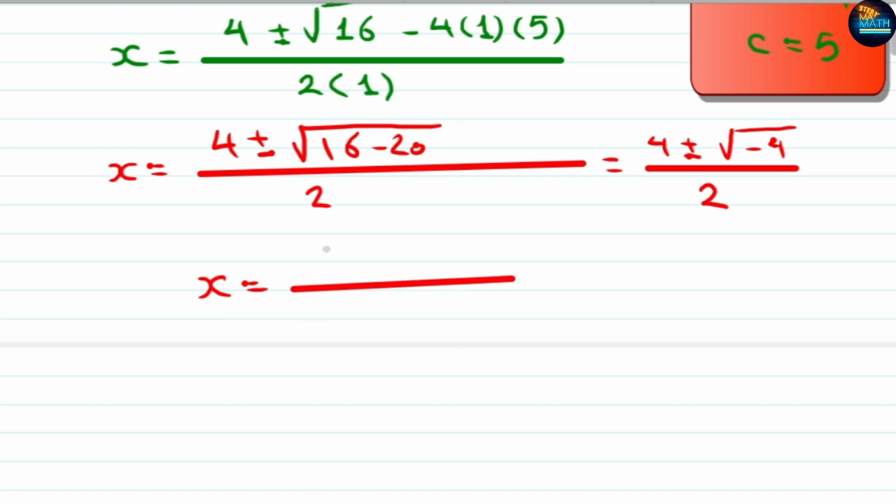So it's equal to 4 plus or minus the square root of 4, which is 2, right? But you have a negative, so it's 2i divided by 2. Now let's break up the fraction. You can divide each term by 2: 4 divided by 2 and 2i divided by 2. 4 divided by 2 is 2, plus or minus 2i divided by 2, which is 1i or i. So the answer is x is equal to 2 plus or minus i.